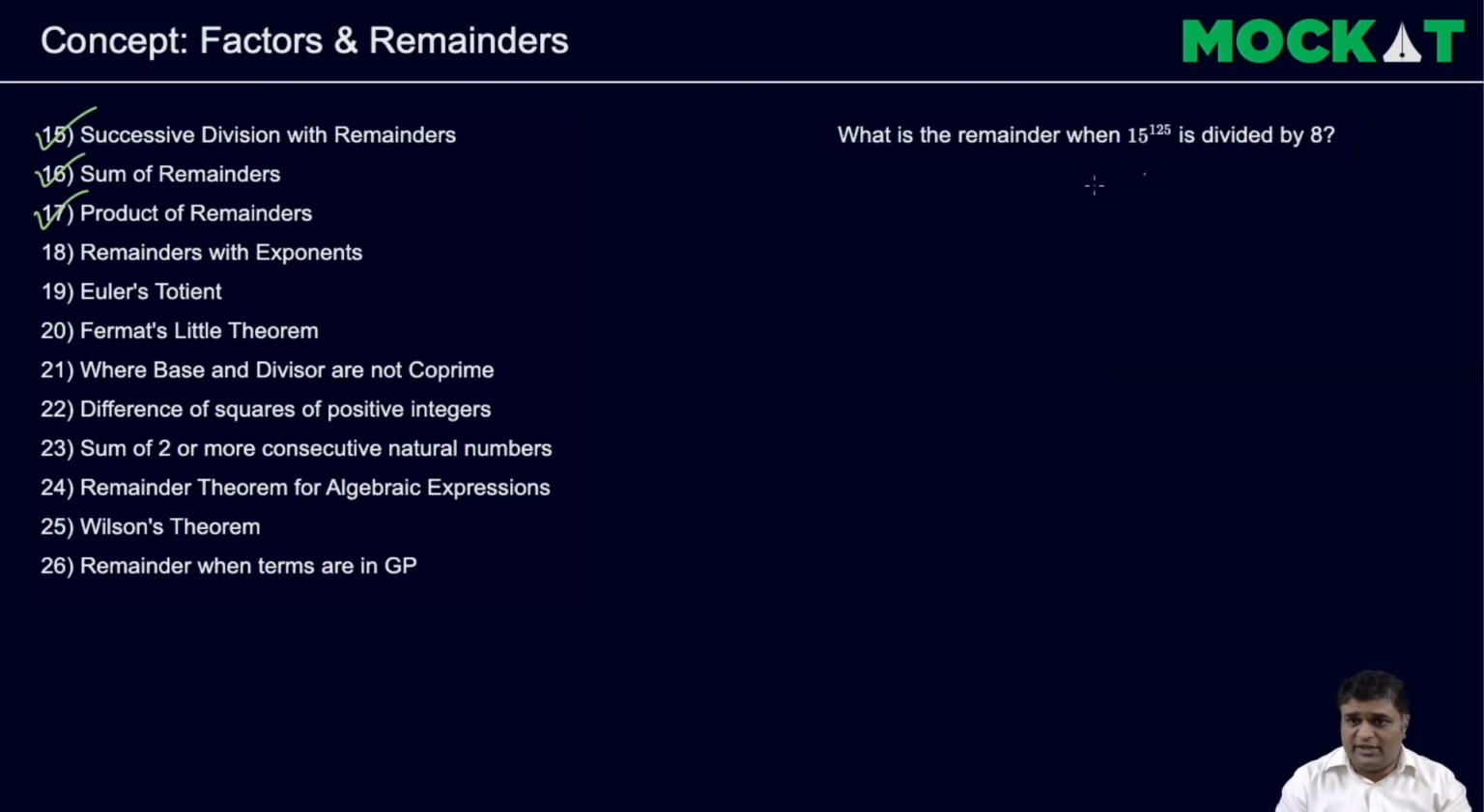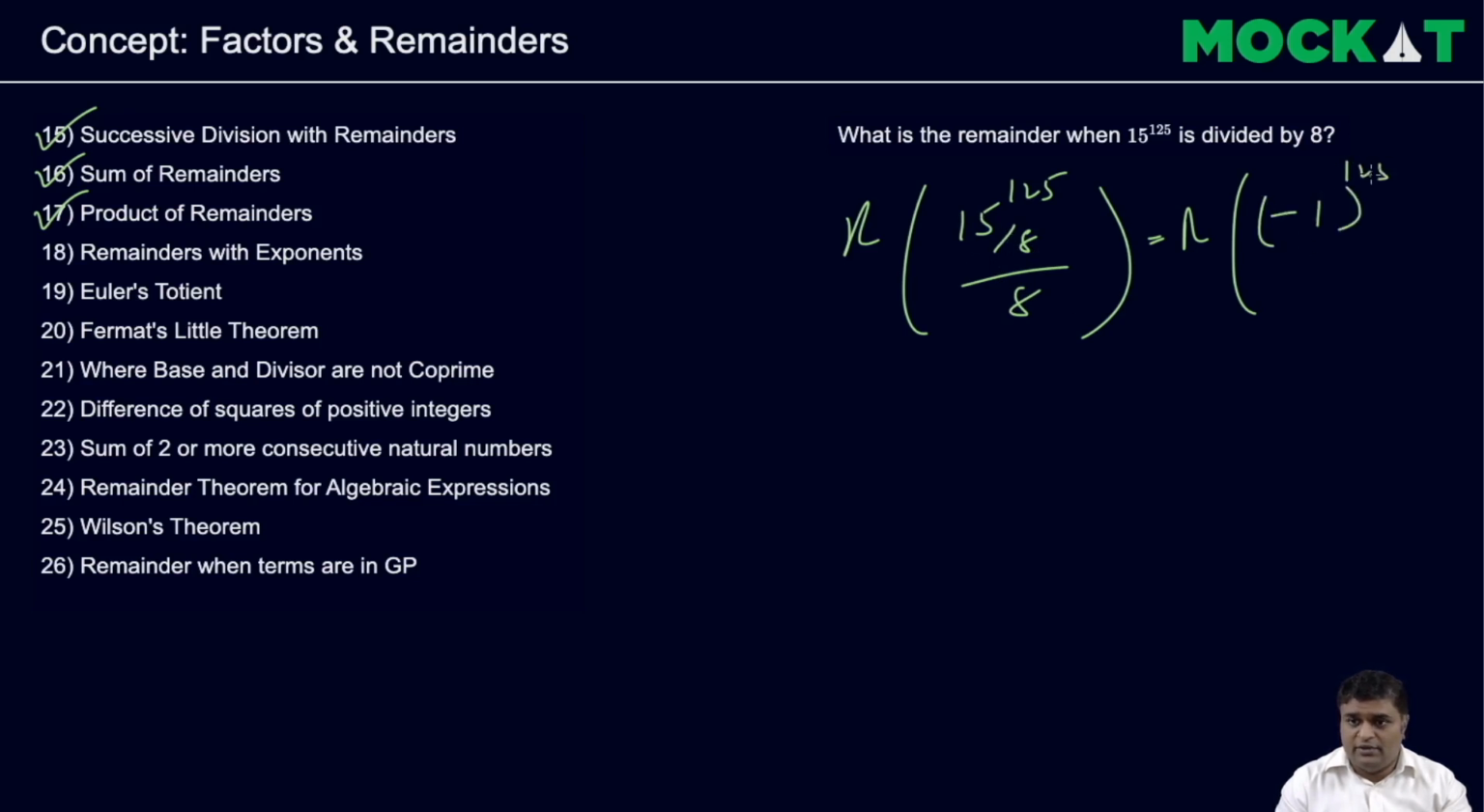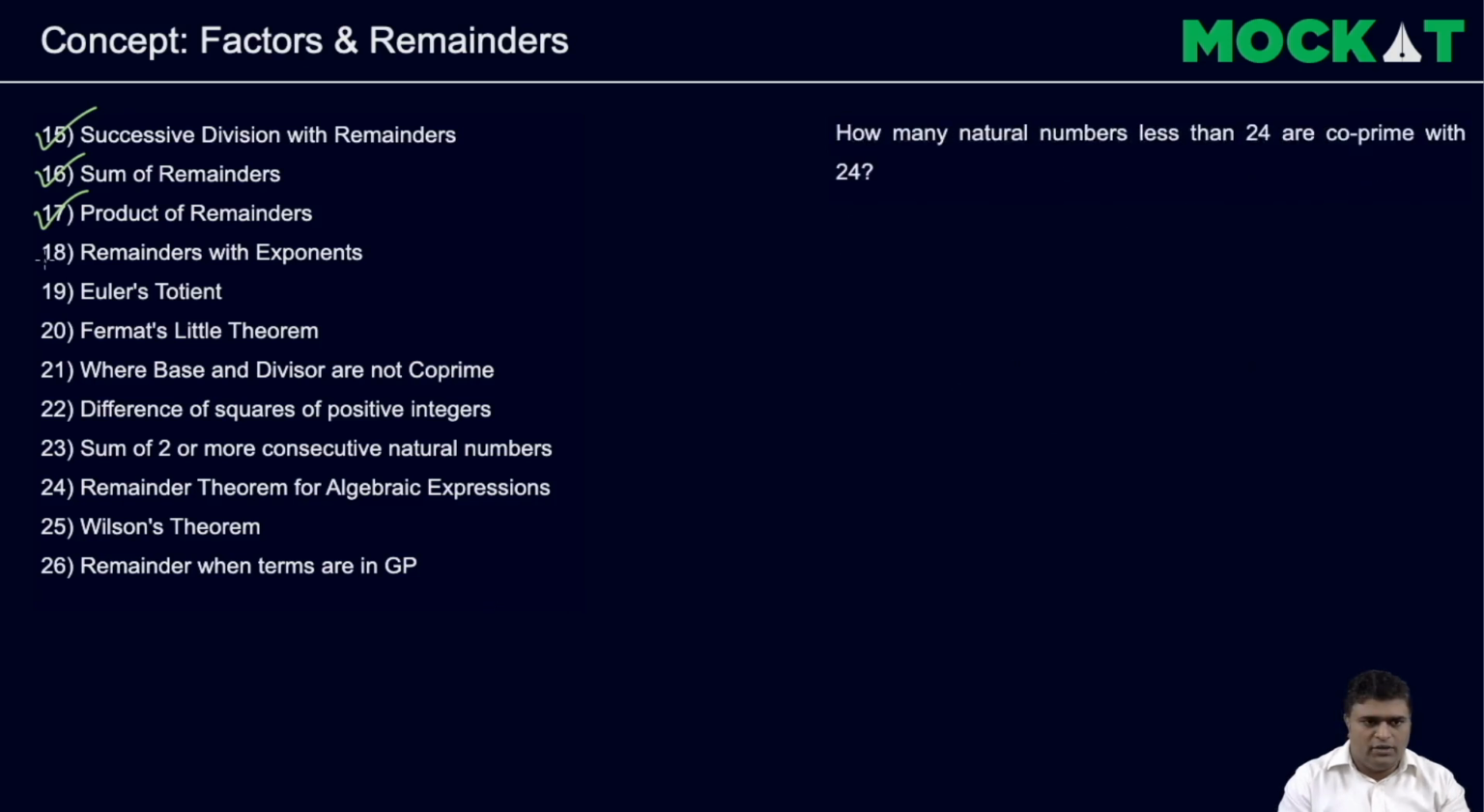Another example for remainder with exponents: the remainder of 15 power 125 divided by 8. I'm going to divide the base by 8. What do I get as the remainder? I get 7, but 7 is very close to 8, it's just 1 less than 8, so I can take the negative remainder. 15 by 8, 2 times, if you subtract 8, you're going to get minus 1 as the negative remainder. Power 125 of minus 1 is minus 1, so minus 1 by 8. Now you can add back the divisor, plus 8, and you get a remainder of 7.